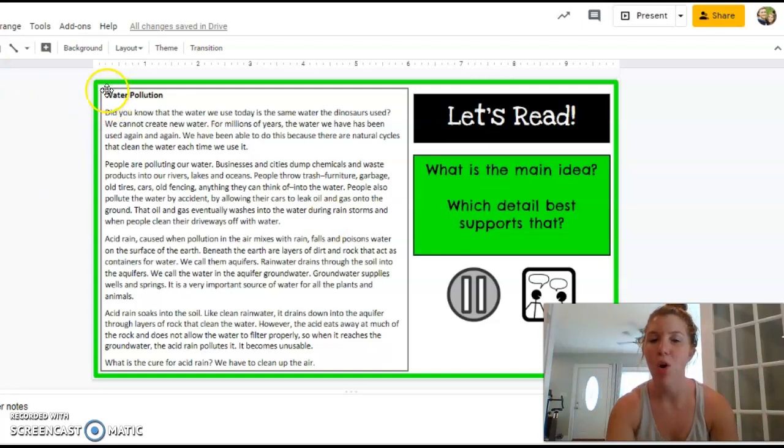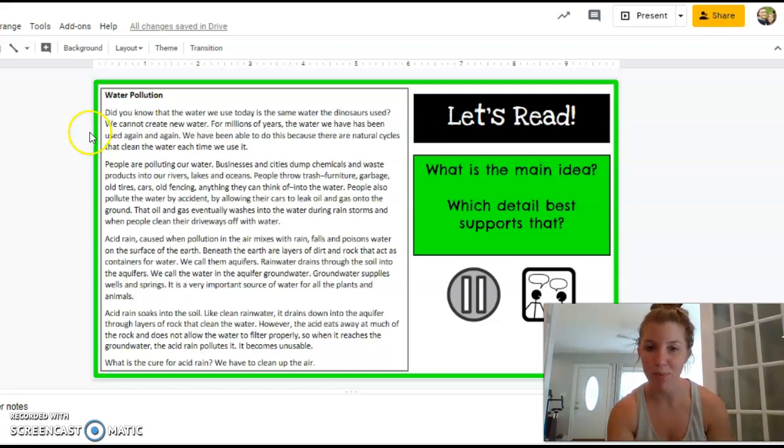All right, here we are. Water Pollution. We have about 5 paragraphs that we're going to read today. Here we go, our first read. Did you know that the water we use today is the same water the dinosaurs used? What? We cannot create new water. For millions of years, the water we have has been used again and again. We have been able to do this because there are natural cycles that clean the water each time we use it.